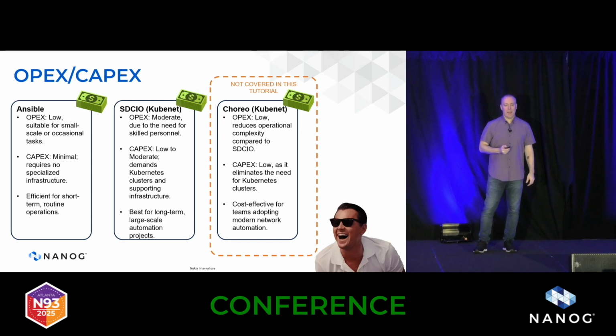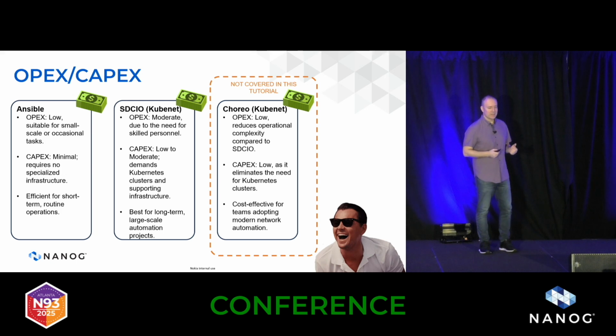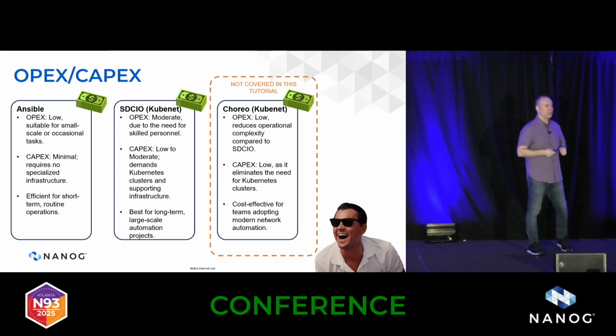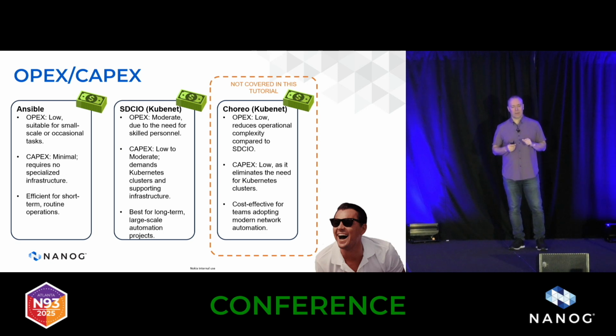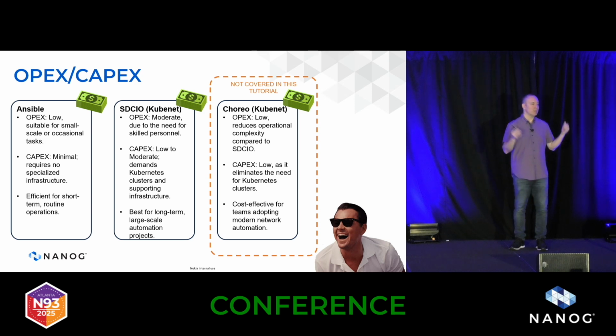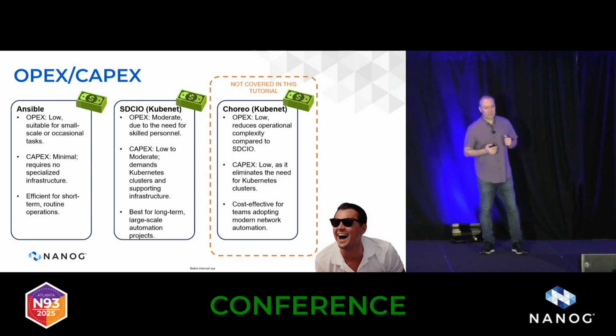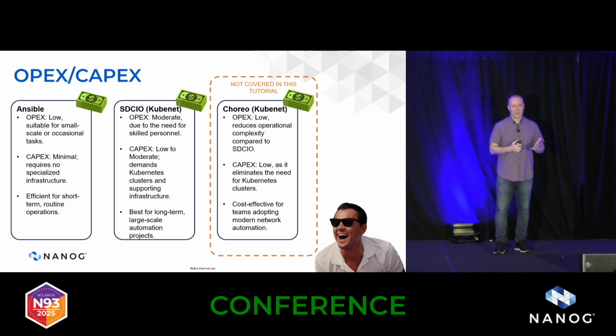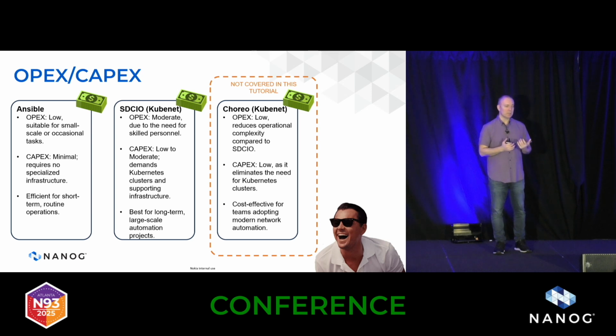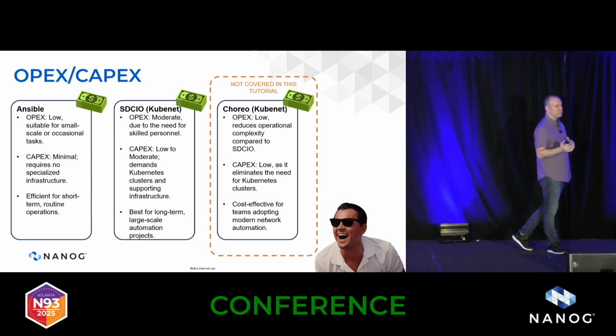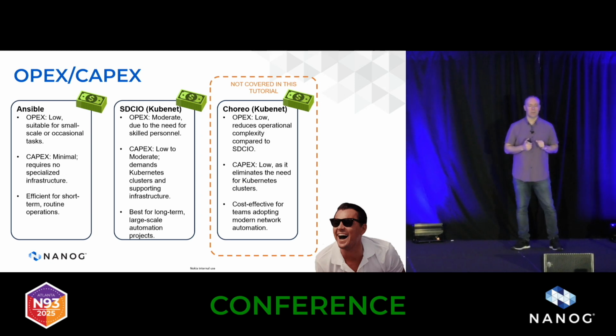When I think about OpEx and CapEx, well, Ansible is very low because you can just download it and put it in a container. And it doesn't require so many skills because most of the information is online. You can even use ChatGPT to ask for anything you want. SDCIO has a little higher OpEx, because you need a person with a little more skills, for example, working with Kubernetes. There are probably more people with experience in Ansible than in Kubernetes. And again, those are my thoughts, okay? Maybe I can be wrong.